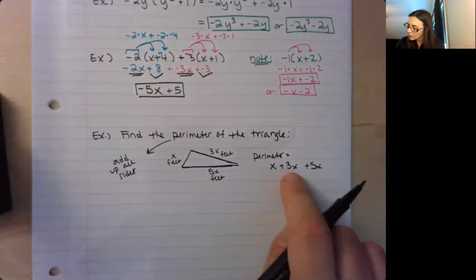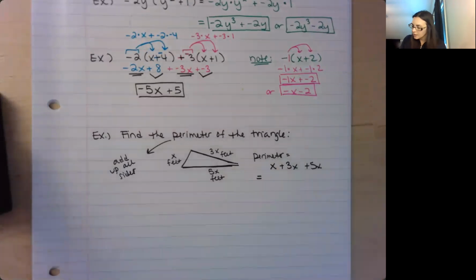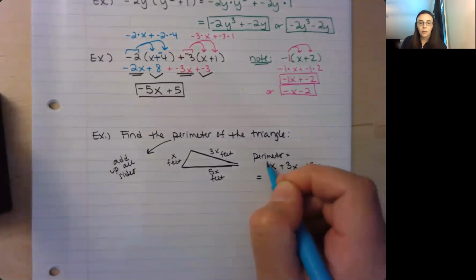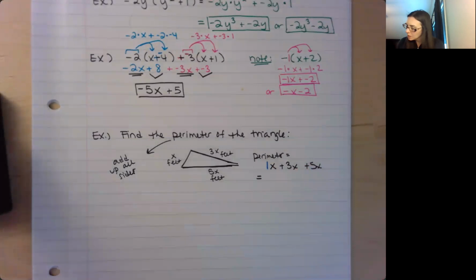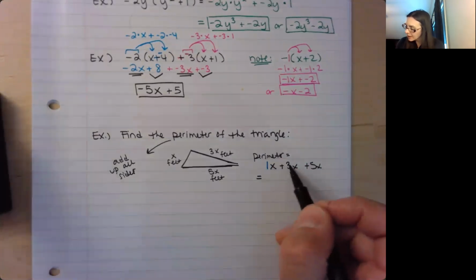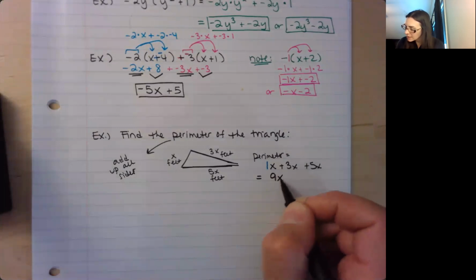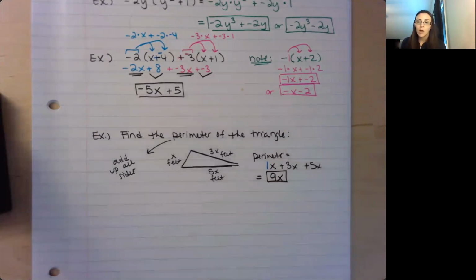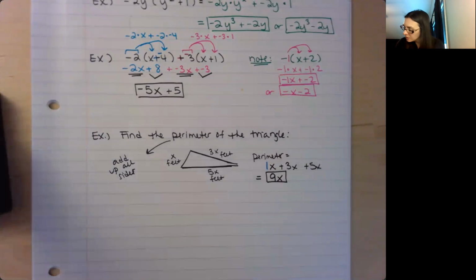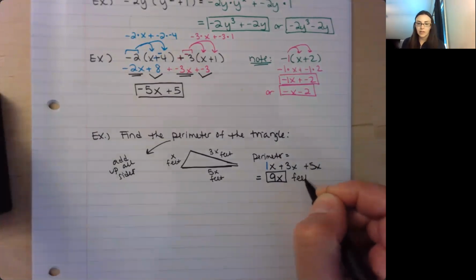So even if I bring in variables, I can still add up all sides. These are all like terms, and there is a number 1 out front here if you want to put that in. So 1 plus 3 plus 5 is 9. And don't forget, for adding and subtracting, the x just stays. Don't add up all those values. And this is in feet. So I have 9x.